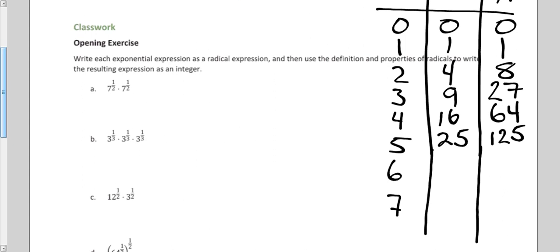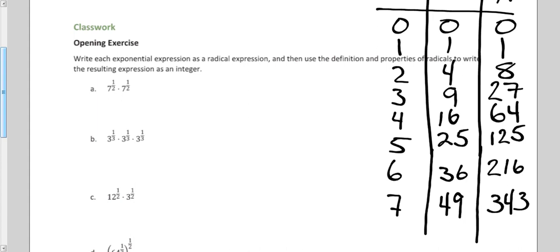6 squared. 36. 6 cubed. 216. You've been punching these into the calculator? These are just up here, aren't they? 216, you say? Or is it 218? 49. No, it's 216. You're right, 216, yep. Okay. 7 squared. 49. 343. 343.